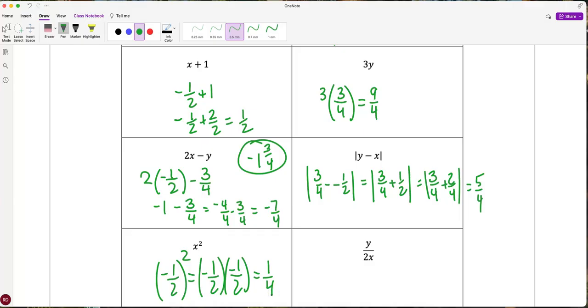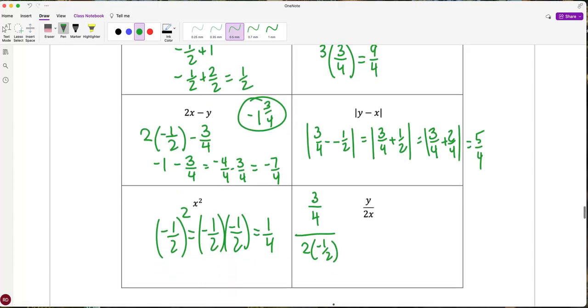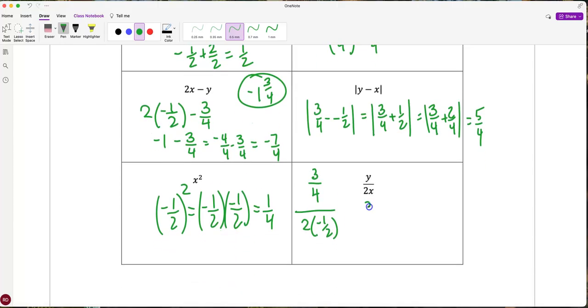Y over 2x, so that's 3/4 divided by 2 times negative 1/2. So this is 3/4 divided by negative 1. So this is 3/4 times the reciprocal of negative 1, which is just negative 1. So this is just going to be negative 3/4.